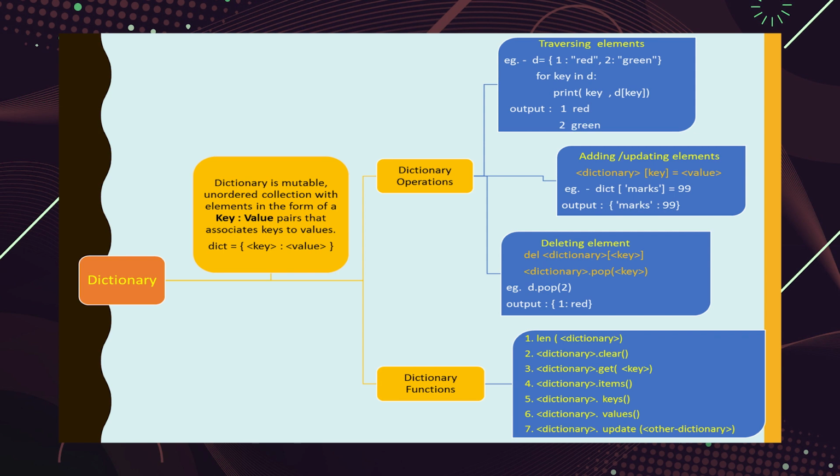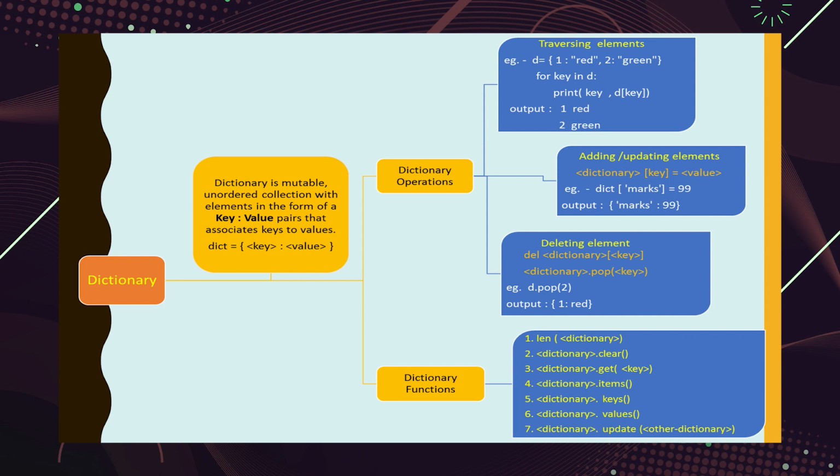Length function returns the length of key value pairs passed as argument. Clear function deletes or clears all the items of the dictionary. Get function returns the value corresponding to the key passed as argument. If the key is not present in the dictionary, it will return None. Items function returns a list of tuples of key value pairs. Keys function returns a list of keys in the dictionary. Values function returns a list of values in the dictionary.